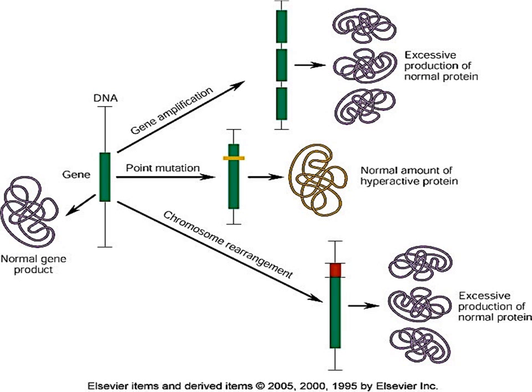So you see here the normal gene product in the DNA, and you would get this protein. With gene amplification, you have multiple copies of the gene, so you get too much protein. With a point mutation, you get a normal amount of an abnormal, hyperactive protein. And with chromosomal rearrangement, again, too much is being produced. We don't have the virus in here, but it would be much the same thing. You have too much.